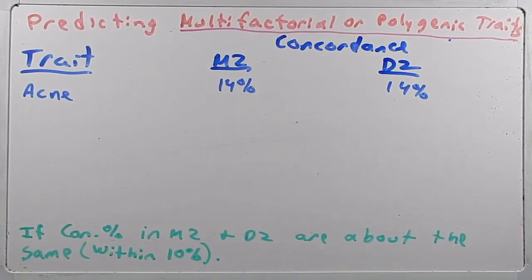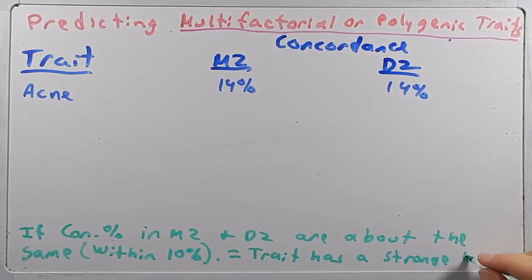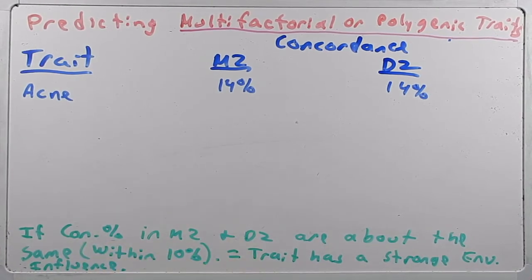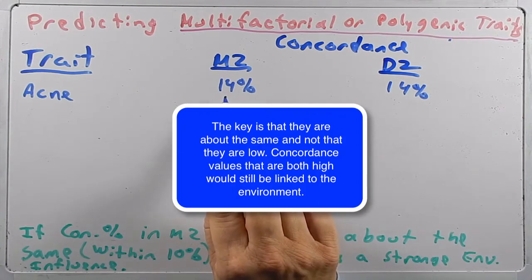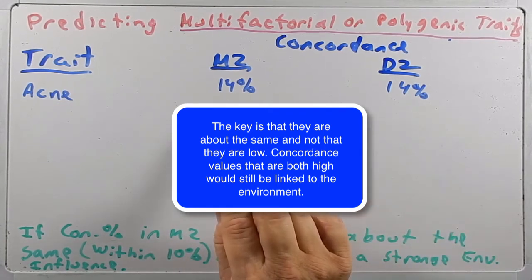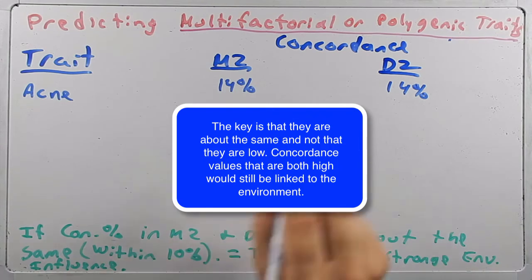If we see that the concordance values are about the same, our prediction is that the trait has a stronger environmental influence. Again, it's not saying there's no genetic influence. It's just saying there's a stronger environmental influence. Because remember, these share all their DNA and these share 50% of their DNA. One would predict that if it was due to genetics that the monozygotic trait would be higher. But they're about the same.